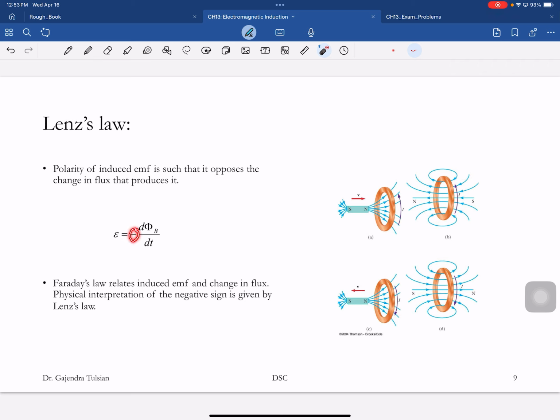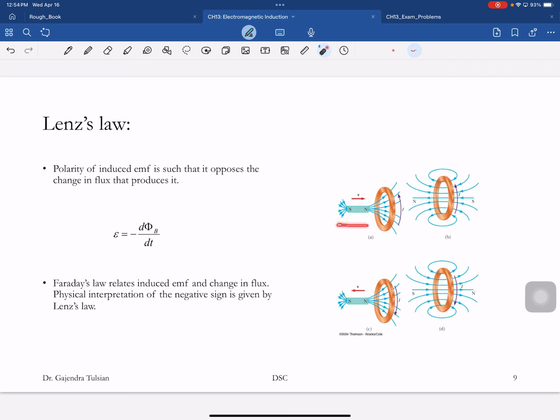And this negative sign is related to the direction of the current. Okay, so that's Lenz's law. Lenz's law makes a statement about this negative sign. The induced current, so here's what Lenz's law says: the polarity of the induced EMF is such that it opposes the change in flux that produces it.